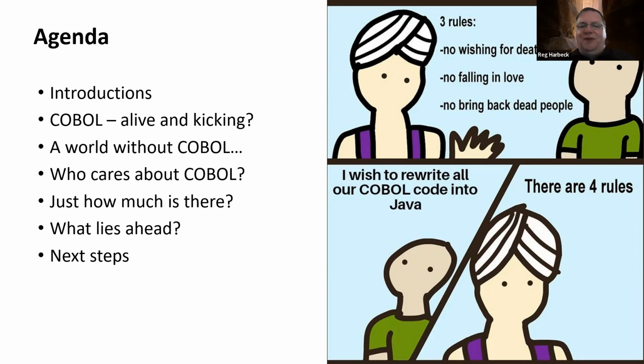I like this cartoon here, just a little reminder of what we're going to talk about, that the role of COBOL is really not trivial, shall we say. The genie says 3 rules: no wishing for death, no falling in love, and no bringing back the dead. And so the person says, I wish to rewrite all our COBOL code into Java. And that's 4 rules.